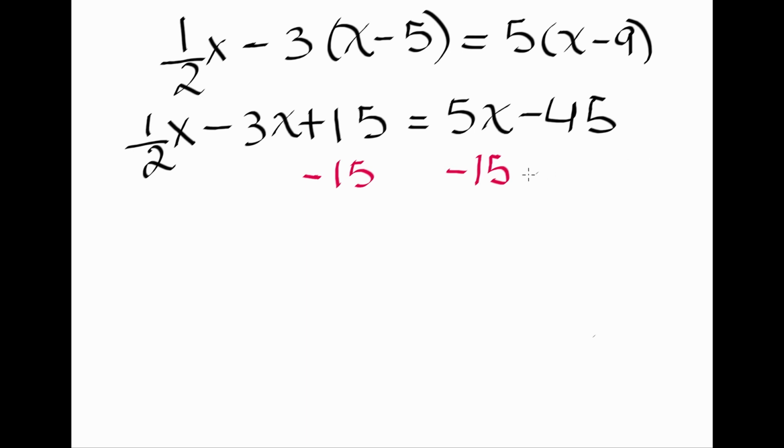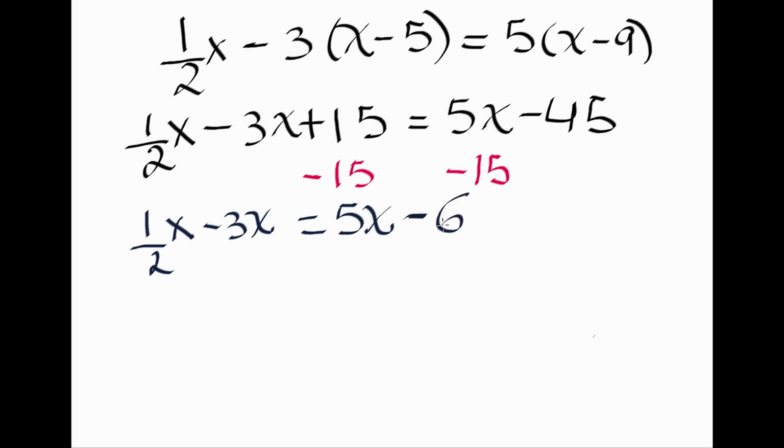So now what do we have? The equation is gonna look like 1/2 of x minus 3x. It's 15 minus 15 is 0, so that equals 5x. And then we have negative 45, negative 15, so it's gonna be negative, and then 45 plus 15 is 60.